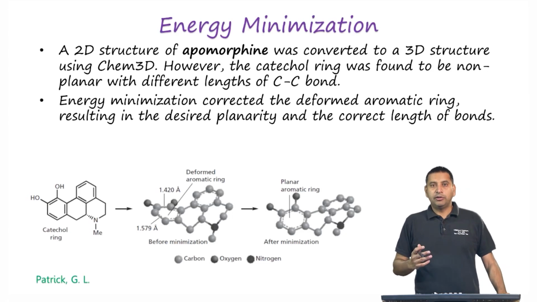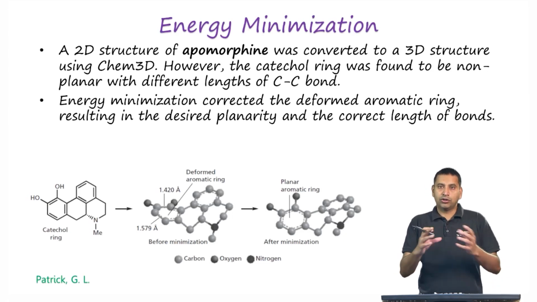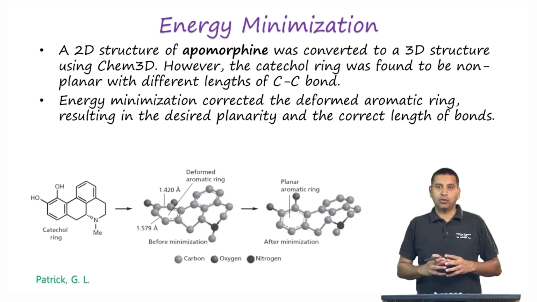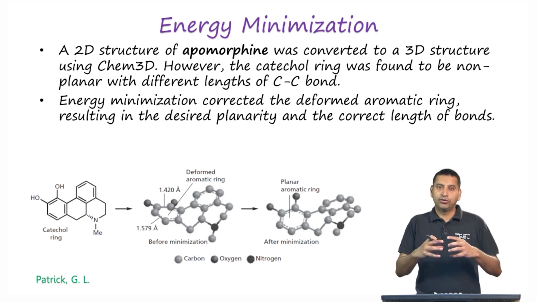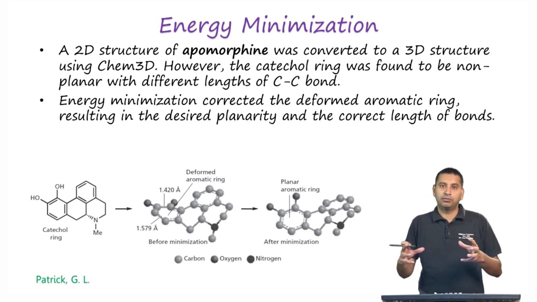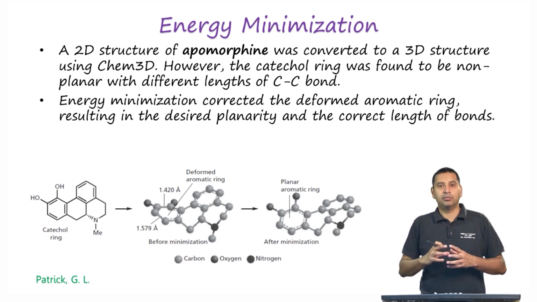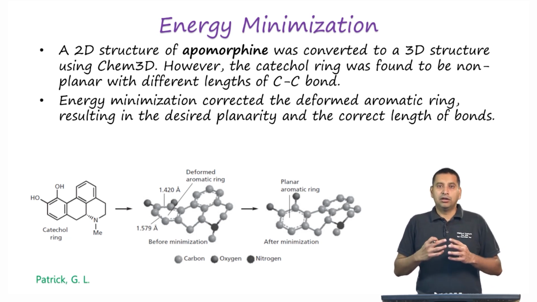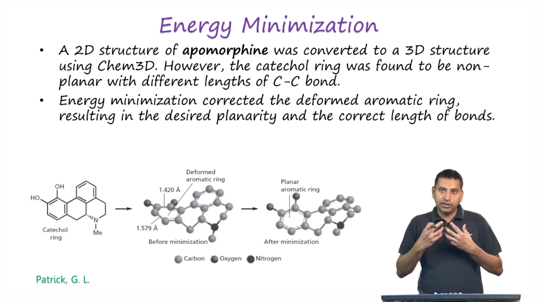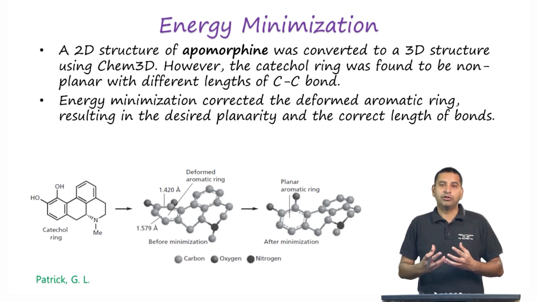So, energy minimization: if you draw out a structure in software such as ChemDraw, it gives you an approximate structure based on various bond lengths that are already available, but these may not be in the optimized form, which means that they may not be the thermodynamic minima of the structure. So, in order to achieve the thermodynamic minima, we would need to do what is known as energy minimization.